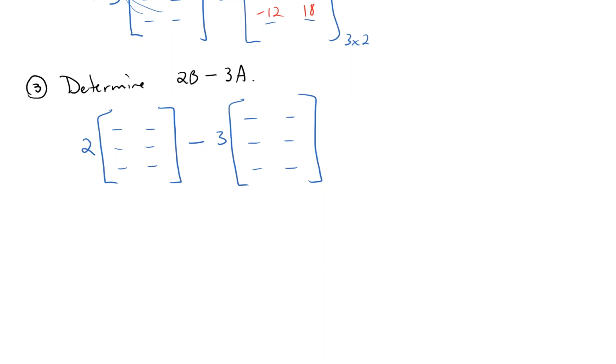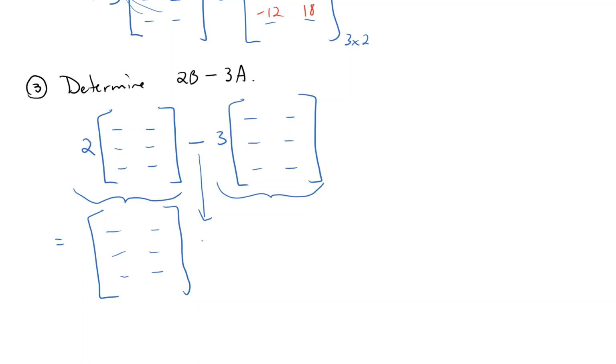What we're going to do first is follow the order of operations. We're going to do each scalar multiplication. So take 2 times matrix B and put the resulting 3 by 2 matrix here, minus 3 times matrix A and put the result here. So pause the video and work out those numbers, and when you're ready to come back, we'll talk about how to proceed.